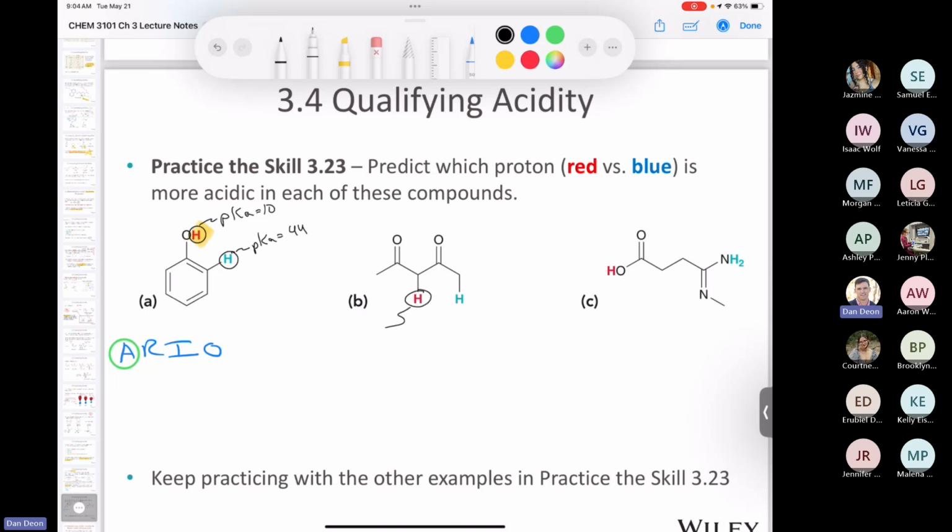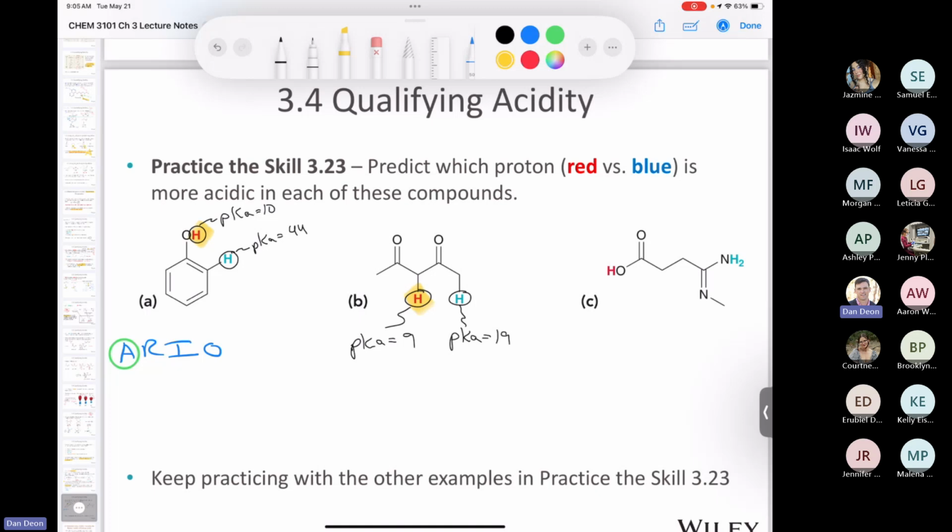For the next one, I would use pKa's. If you remember, the 1,3-dicarbonyl had a pKa of around 9, so we'll just put 9. And this one here is a ketone, and it had a pKa of around 19. So you can see that this one is the more stable, so that one must be the more acidic proton.